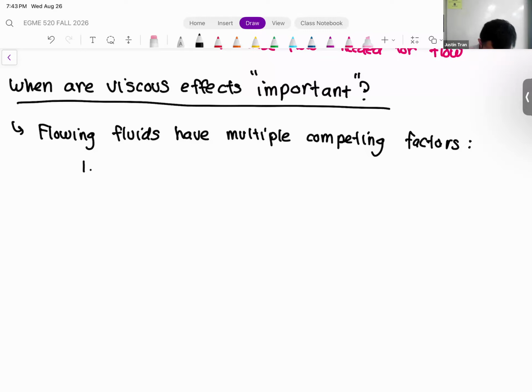All right, so the first one, since we just finished talking about it, is viscous effects. So what do I mean by competing factors? When we talk about viscous effects, we're specifically talking about the shear stresses that form within the fluid as a result of the presence of viscosity.